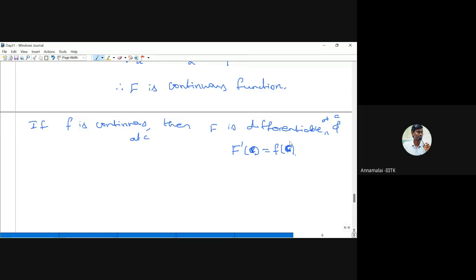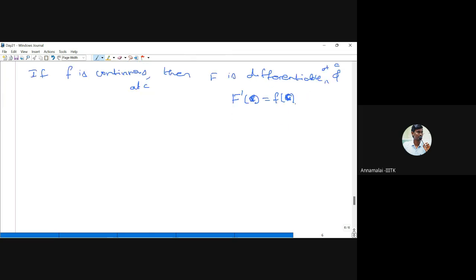Now I will state it. There are two fundamental theorems of calculus. Both are equivalent, and different books state them differently. The first theorem is called the first fundamental theorem of calculus.